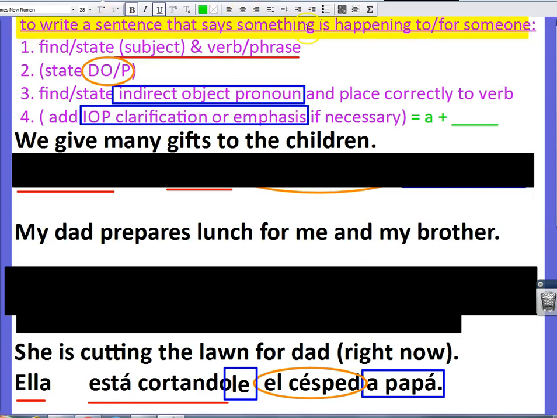To write a sentence that says something is happening to or for someone, you find and state the subject and verb phrase. This should already be underlined in your notes if you did them correctly because I asked that it be underlined when you took them. You state the direct object or direct object pronoun, which we circle. You find and state the indirect object pronoun, put a box around it, and you add IOP clarification or emphasis if necessary. How do you do that? A plus whatever. And I think this needs to be added. I don't think that was in the original notes.